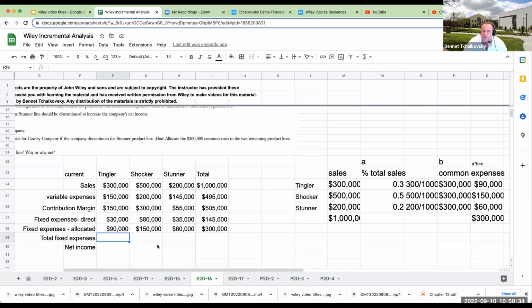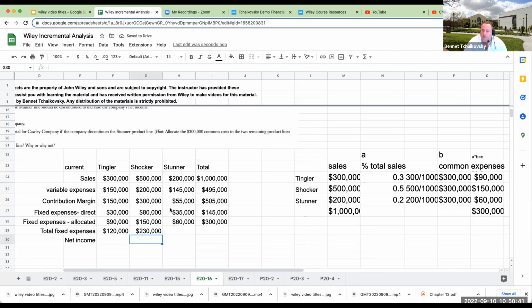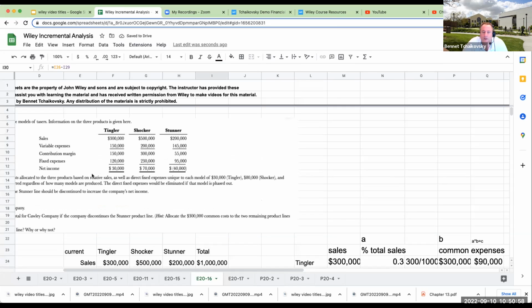If I go over here, 120, that's where that number came from. 230, that's where that number came from. And over here, we've got 95,000 for total fixed expenses of 445. So the net income of Stunner on a variable costing income statement is going to be 30,000, 70, loss of 40, and then 60. So as I said at the very beginning, could we have just gone through and added up these three numbers and gotten to the total amount of the net income?